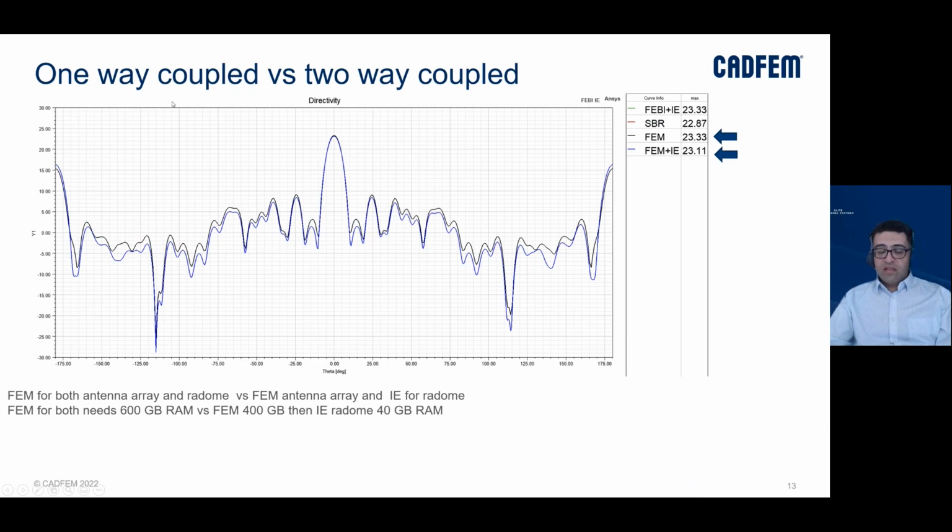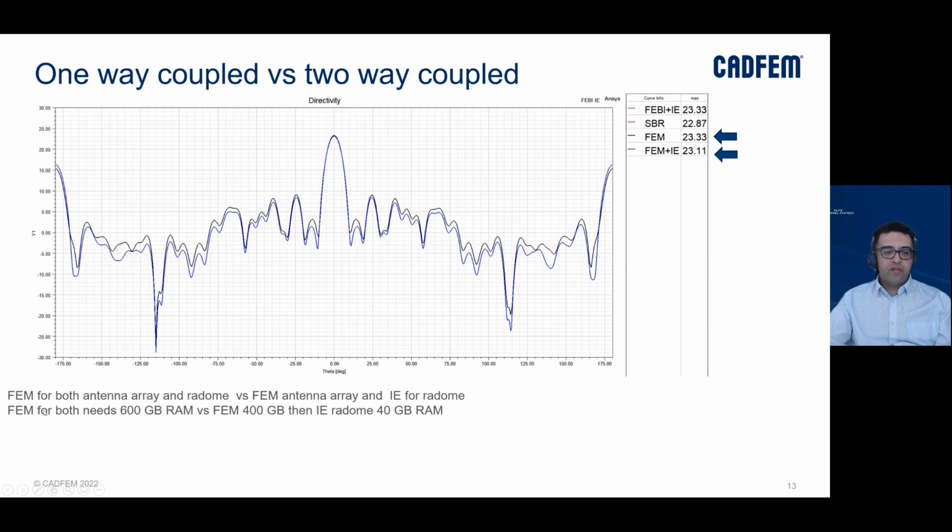Now let's compare, we're still full wave here, one-way coupled versus two-way coupled. So we have FEM for both the antenna array and radome versus FEM for the antenna array and IE for the radome. As we see, the characteristics are identical. There's a small shift, we're speaking here of 0.22 dB difference in peak directivity. So that's a very, very tiny bit.